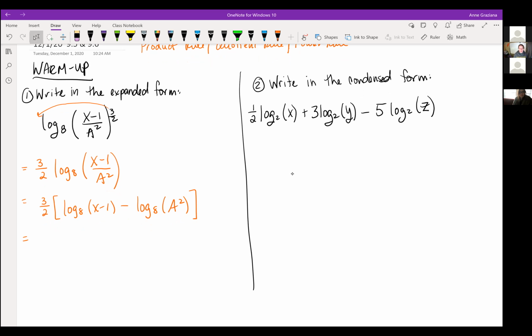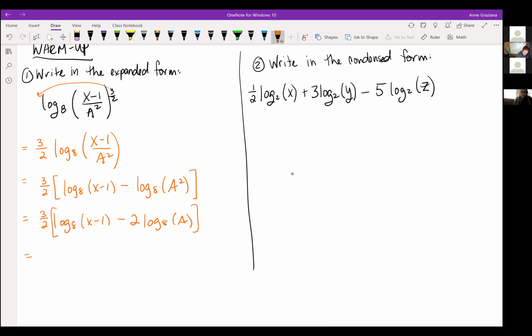Oh. Because now that we have this, what rule can we use next? There's one more rule. Quotient rule again? Or power rule? Sorry. Power rule. Okay, that a squared. So we should end up with the same thing. This is minus 2 log base 8 of a. Okay, and then it's all multiplied. Now when we distribute, this is 3/2 log base 8 of x minus 1.